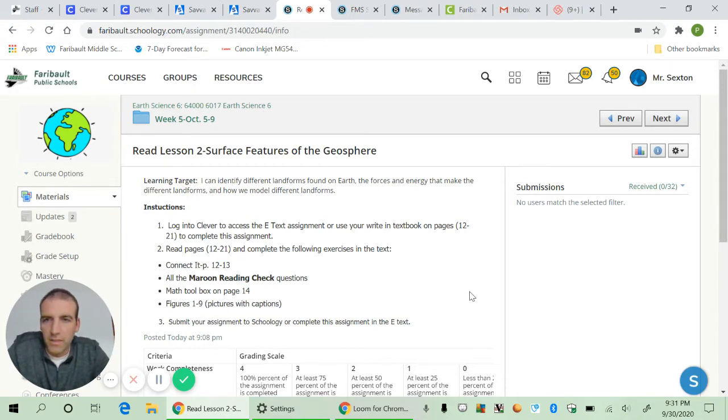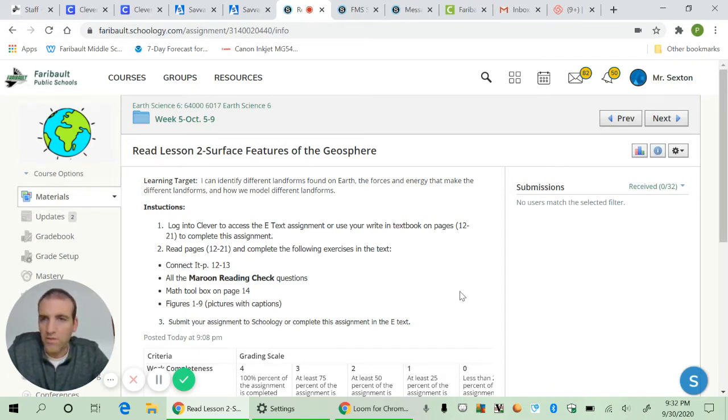So for this lesson, it is a reading activity. If you would like to use your e-textbook using the Savvas website, you'll need to log into Clever to access that e-text assignment. If you would like to use your textbook and be able to write in it, we are going to be working on pages 12 through 21 for this assignment.